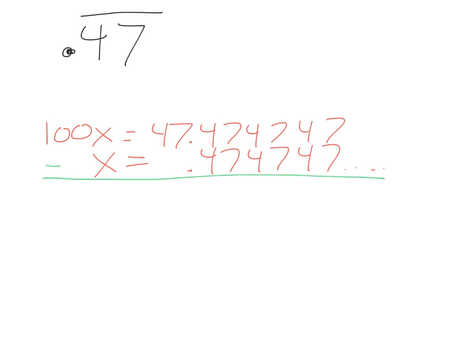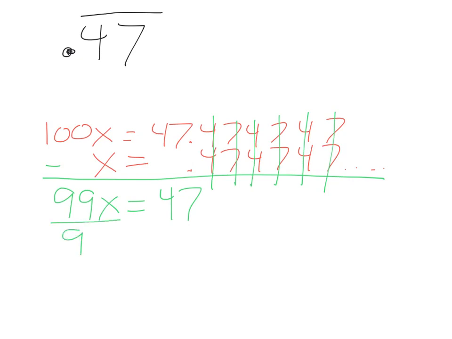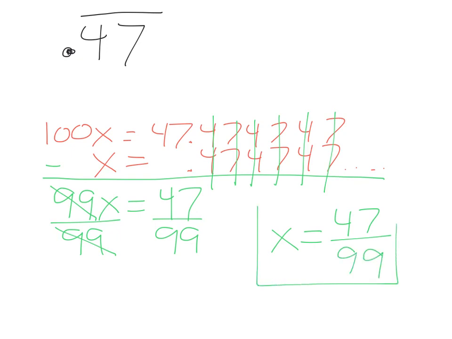Now I do my subtraction. 100x minus x, 99x. These all cancel because they all subtract to 0, and I get my 47. Divide both sides by 99, so I get x equals 47/99.